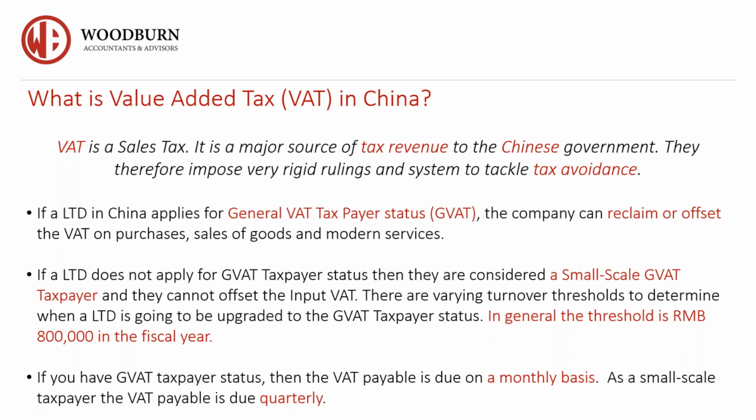So if you have established your entity in China and you have a limited liability company, then the first category that you will be designated is as a small scale taxpayer. A small scale taxpayer basically means that you cannot offset the VAT that you are paying off of your original expenses, or from suppliers. And we call that an input VAT.